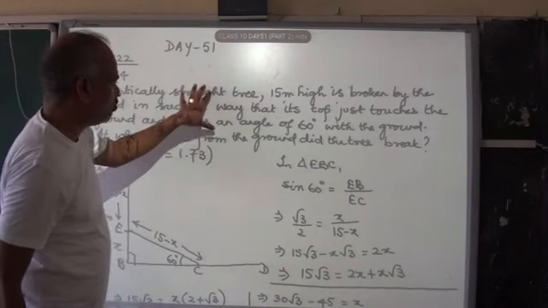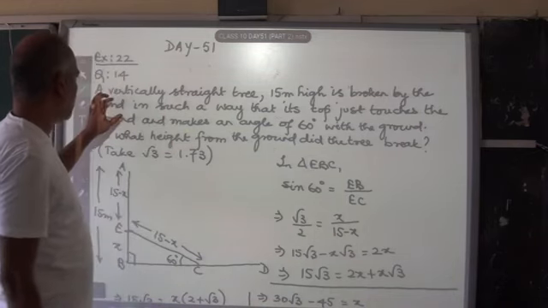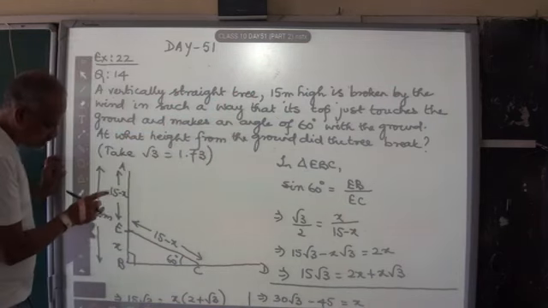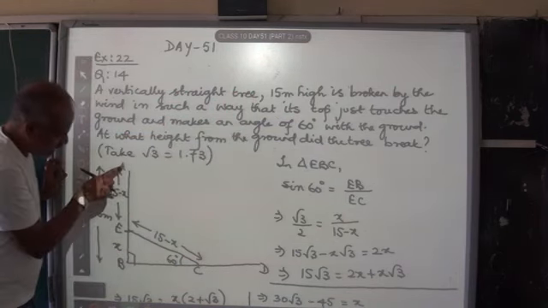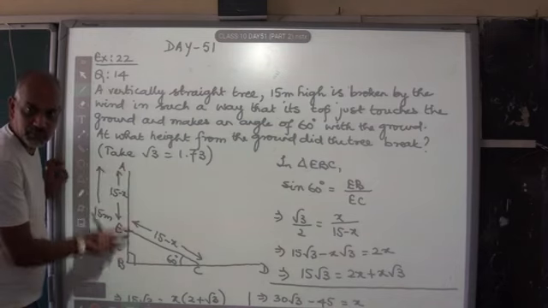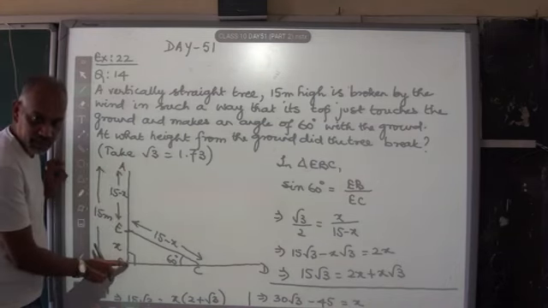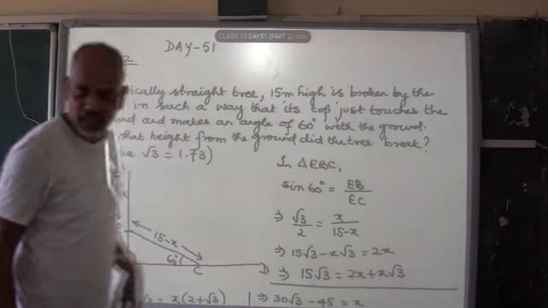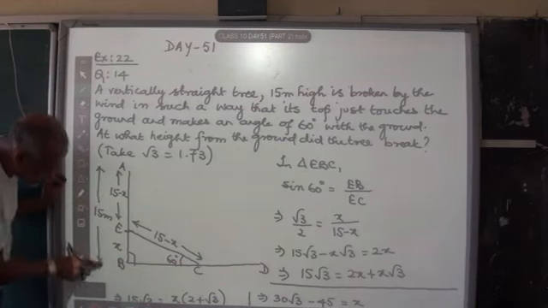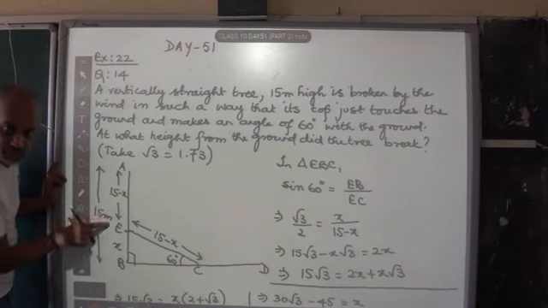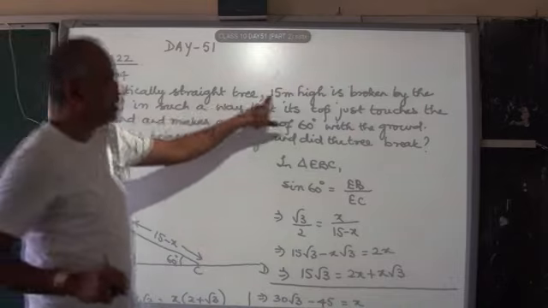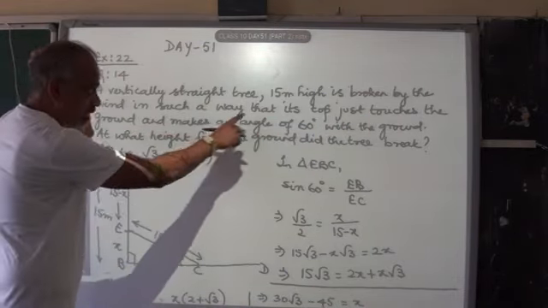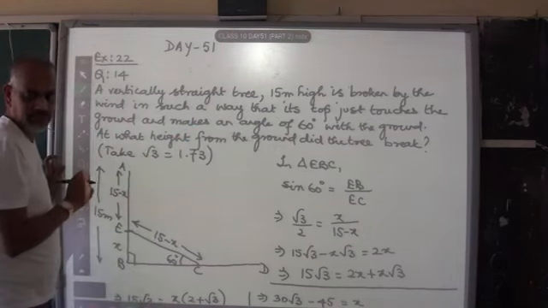Now, we will go back to this question again. It says a vertically straight tree. There is a tree. Imagine this. This is the figure that I have drawn. AB is the tree, that is before it broke. So a vertically straight tree, 15 meter high. So this whole length, that is AB's length, is 15 meter. This is broken by the wind in such a way that its top just touches the ground.